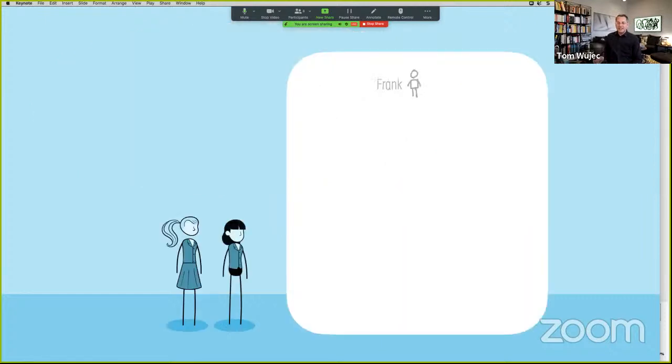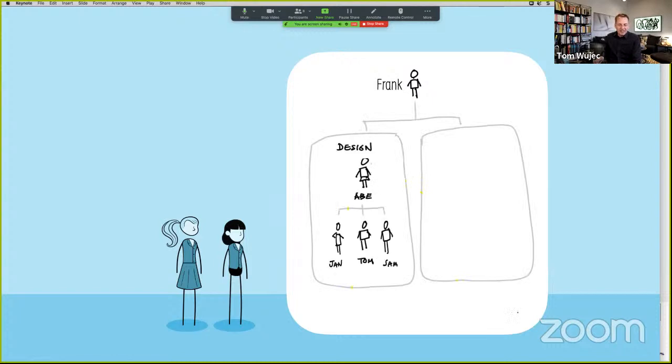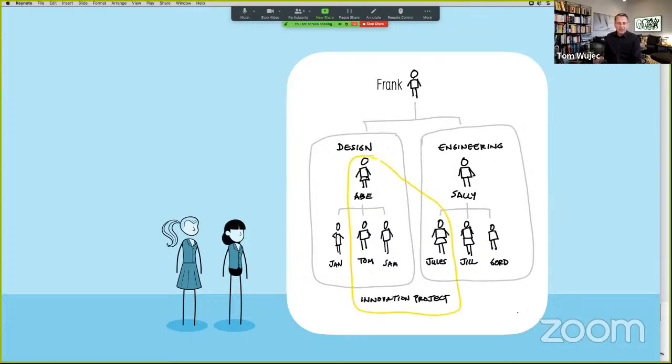So Frank is the head of the group. Abe is the head of the design division. Jan, Tom, and Sam report to him. Sally is in the engineering group, and reporting to her is Jules, Jill, and Gord. There's the innovation project people. There's four of them, and two are on board, two are not. Compare that with that, that with that.